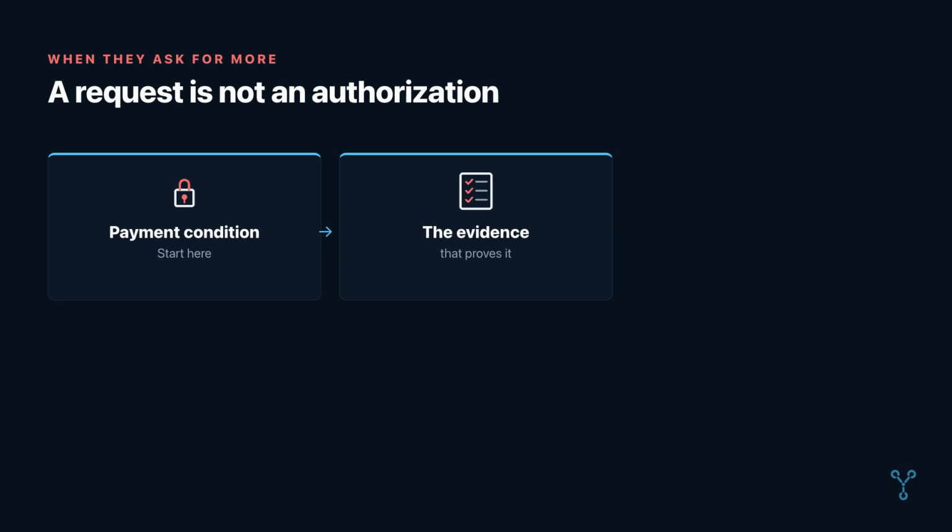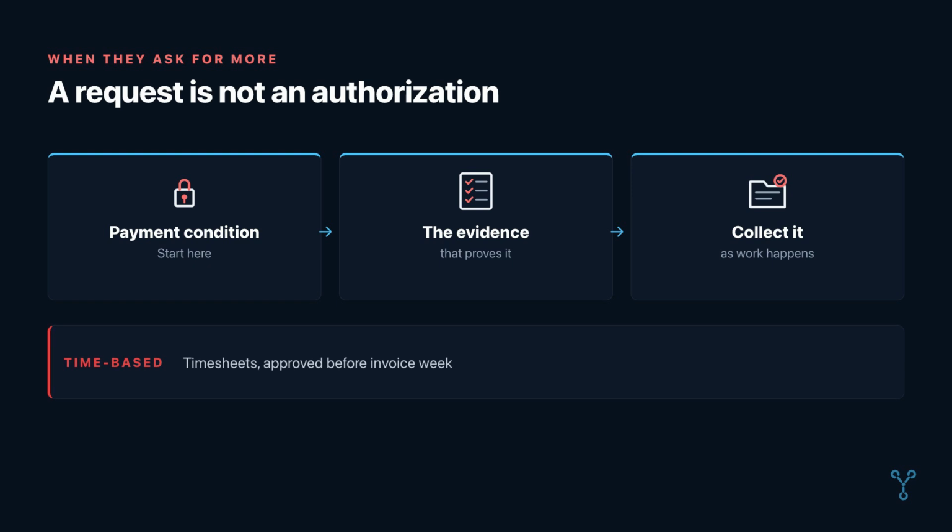Use a claim backwards method. Start with the payment condition, then list the evidence needed to prove it. Then collect that evidence as work happens. For a time-based claim, do not wait until invoice week to discover that timesheets were never approved. For a milestone claim, do not wait until the end to learn who must formally accept the deliverable.